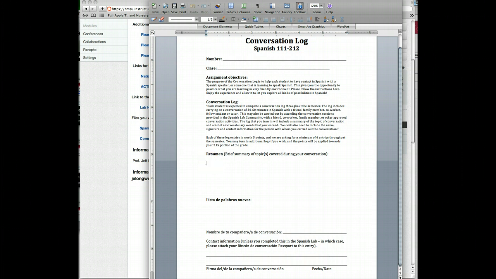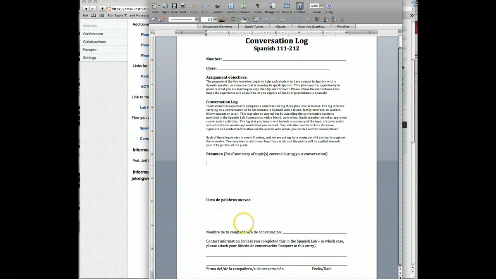So always, always, always, siempre check with your instructor to find out what their expectations are. Okay? In addition to the summary that you write in this section, el resumen, we'd like you to list new words that you learned as you participated in your conversation. So you'll list the Spanish word with the English definition.